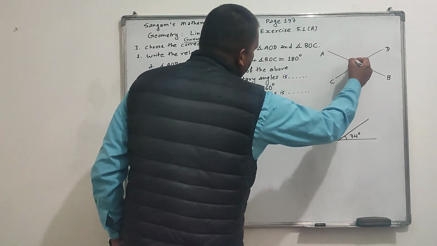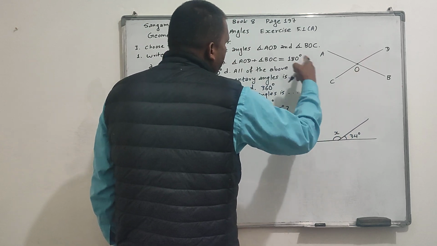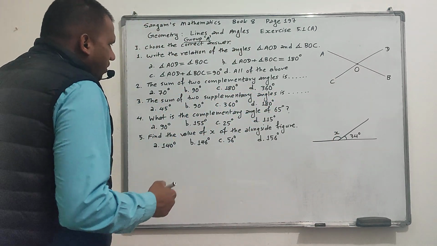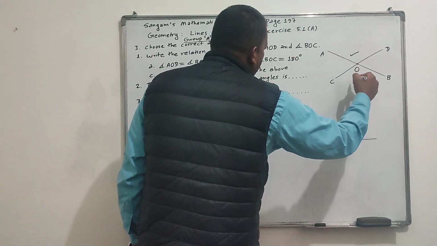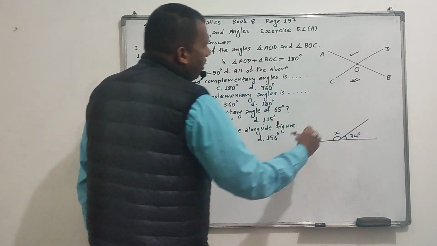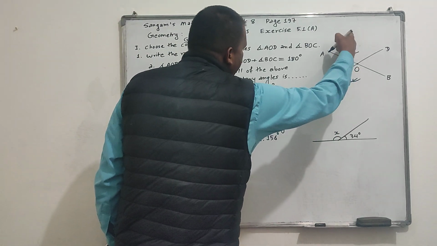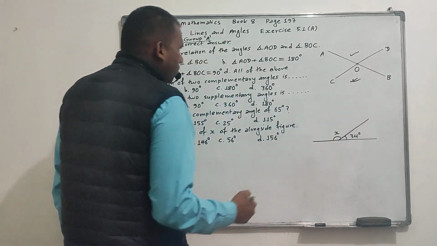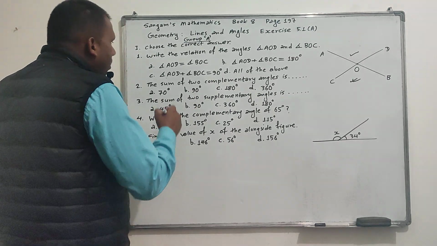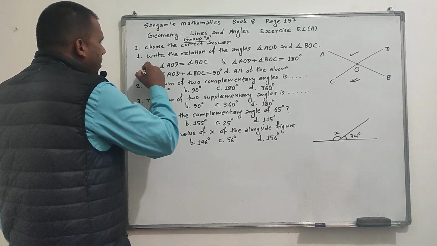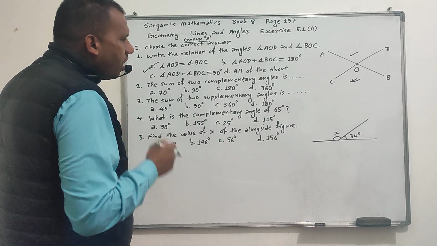Angle AOD, this angle, and angle BOC. Angle AOD and angle BOC. Option A, angle AOD equal to angle BOC. AOD, this angle, angle BOC, this angle. So these are vertically opposite angles. On the vertical, AOD upside, BOC downside, so opposite. So vertically opposite angles are equal. So option A, angle AOD equal to angle BOC, is the correct answer because they are vertically opposite angles.